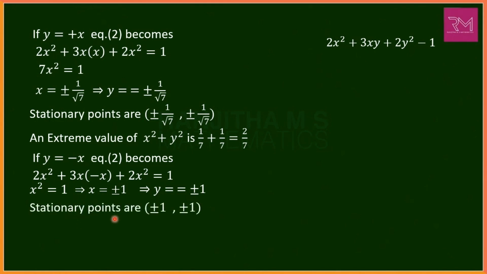Hence we can conclude that the stationary points are plus or minus 1, comma, plus or minus 1. And the extreme value for the case y is equal to minus x: substitute x value as 1 and y value as 1. We get 1 plus 1 is 2. This is our extreme value.